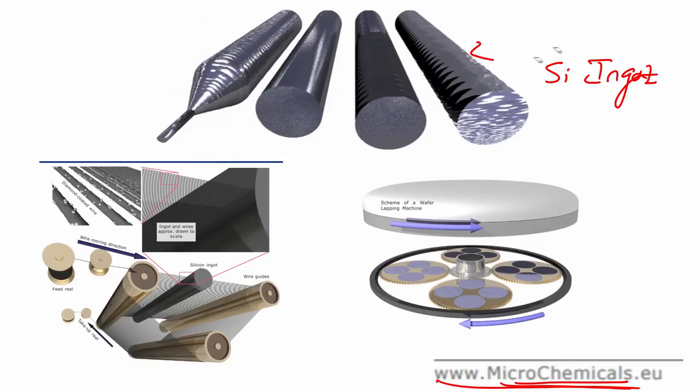Now, once you have this, what can we do? We have to lap it, then we have to etch it, then we have to polish it, and finally we can inspect it. So, how is lapping done? Lapping is done in this particular fashion.